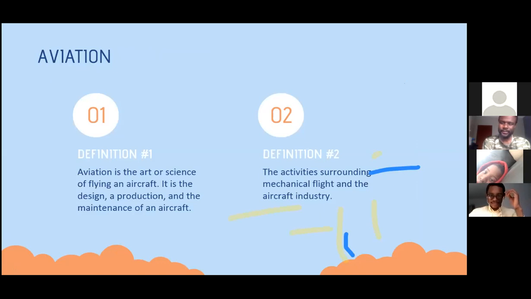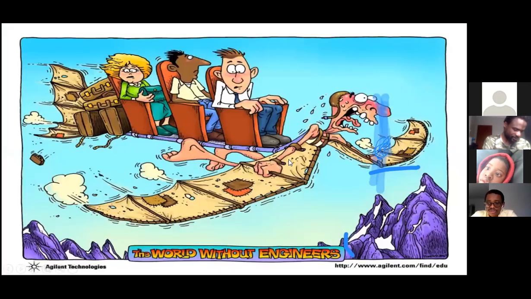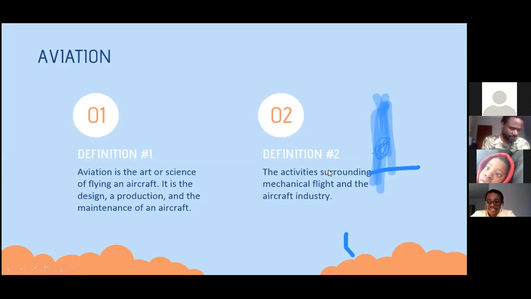So in aviation, I've listed two basic definitions. The first is that it is the art or science of flying an aircraft. It deals with the design, the production, and the maintenance of an aircraft. So when we speak of aviation, we're talking about the art or science of flying an aircraft. The second definition is the activities surrounding flight and the aircraft industry. I decided that I'm going to focus more on the second definition, the activities surrounding mechanical flight and the aircraft industry.